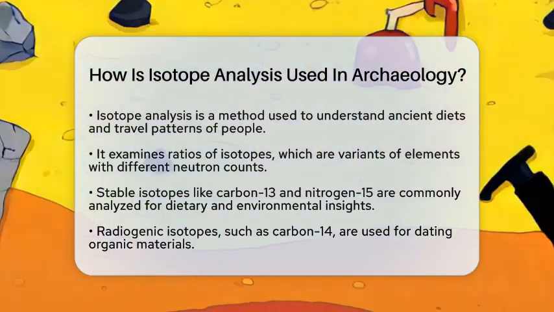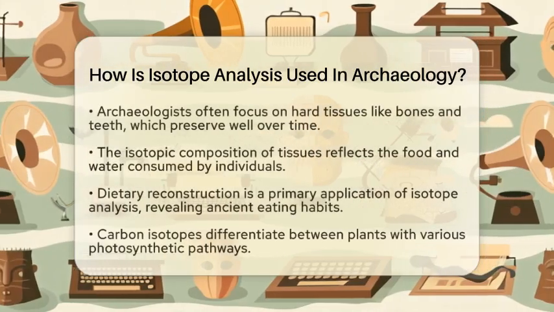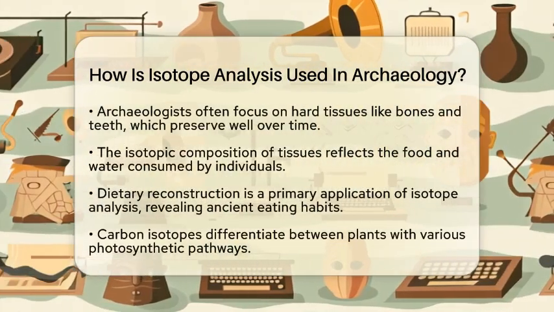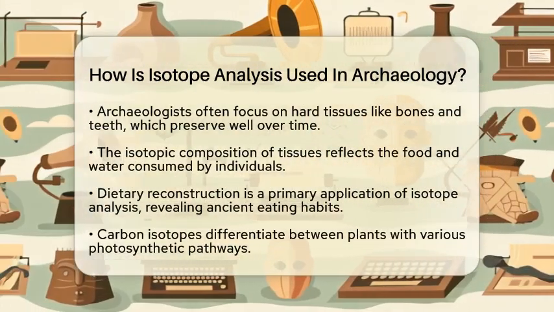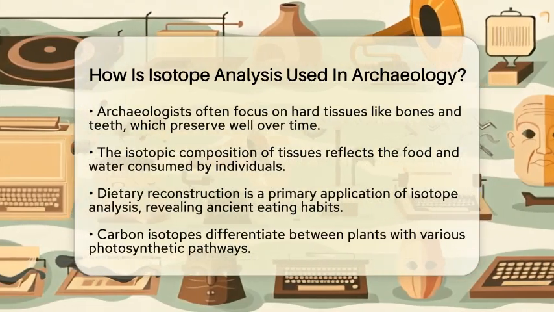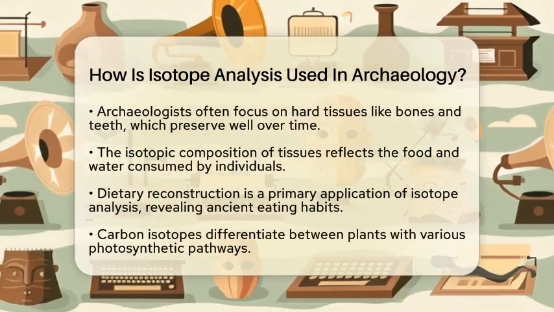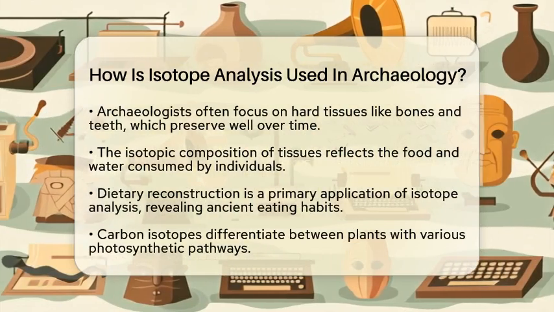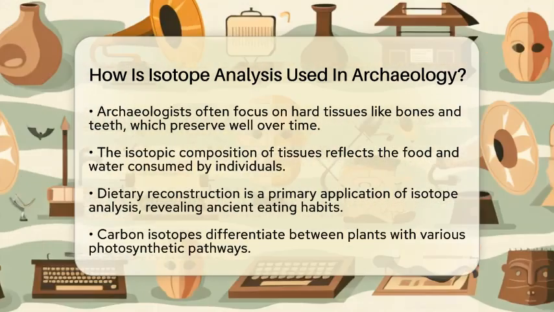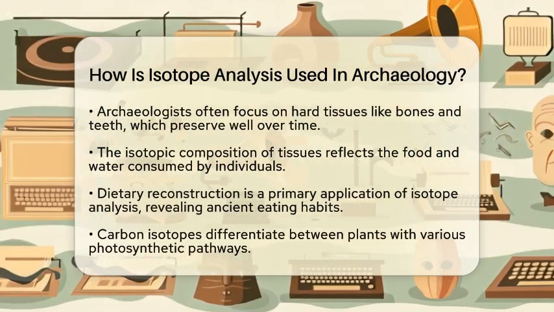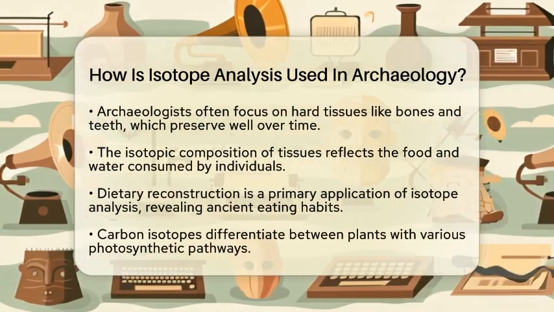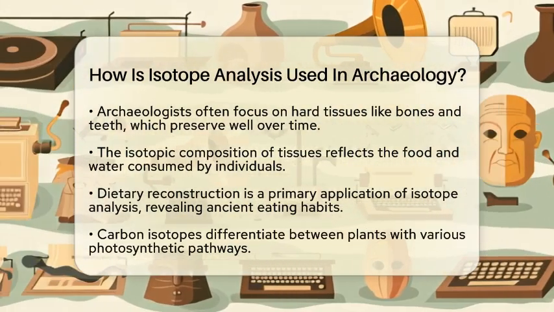When archaeologists analyze remains, they often focus on hard tissues like bones and teeth. These materials preserve well over time. In some cases, soft tissues like hair may also be studied if they are well preserved. The isotopic composition of human and animal tissues reflects the food and water consumed during their lives. This principle is often summarized by saying, "You are what you eat."